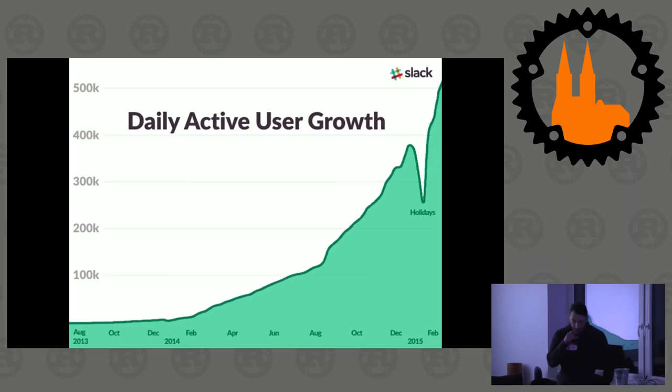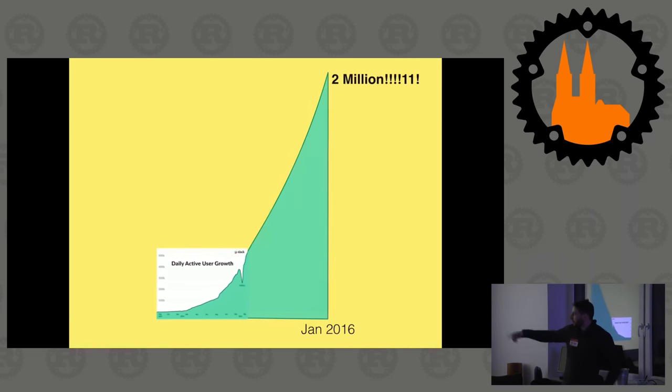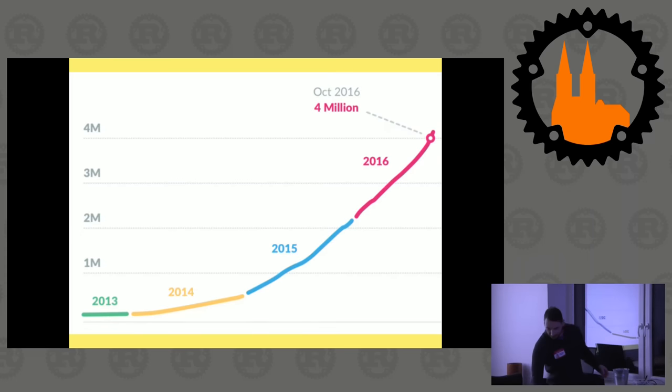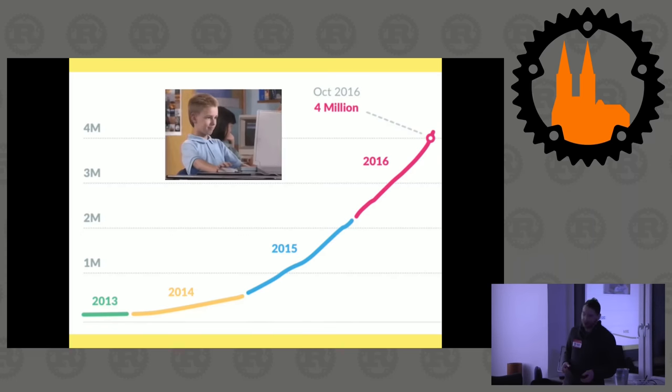Here you can still see a little dip when the holiday animation for 2016 came. So in 2016, actually it was 2015, it went up to 2 million. For the next year. And also I failed. So the only thing I got was this. So now we are at 4 million users, and that's really, really a high number.